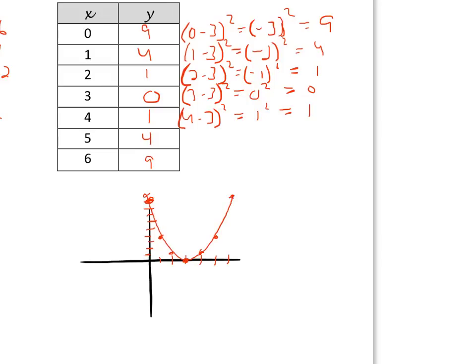So again, we're comparing it to our parent function, which we said looks like this. Well, this one hasn't lowered itself. It actually looks like it has shifted to the right. Three units.